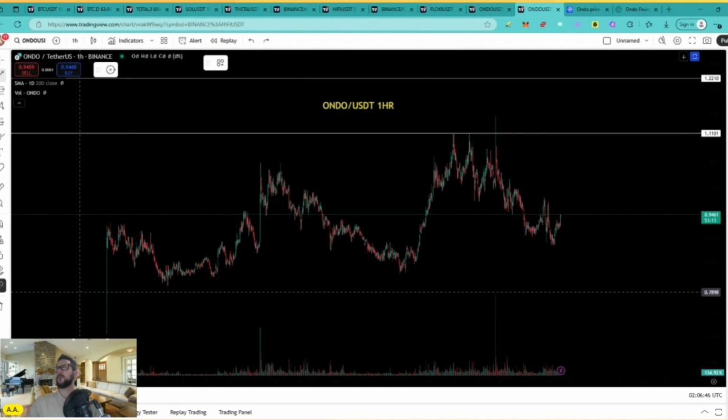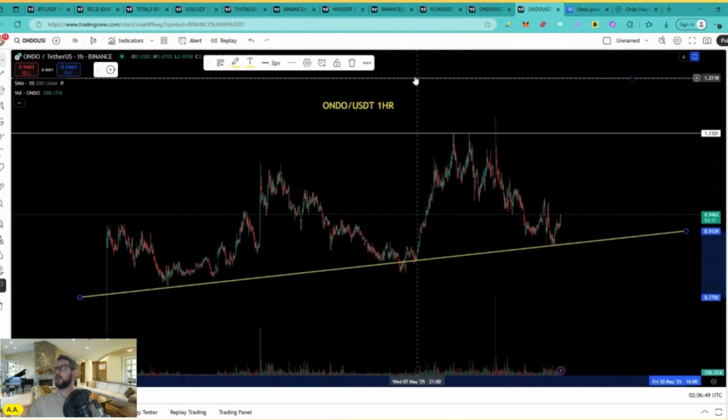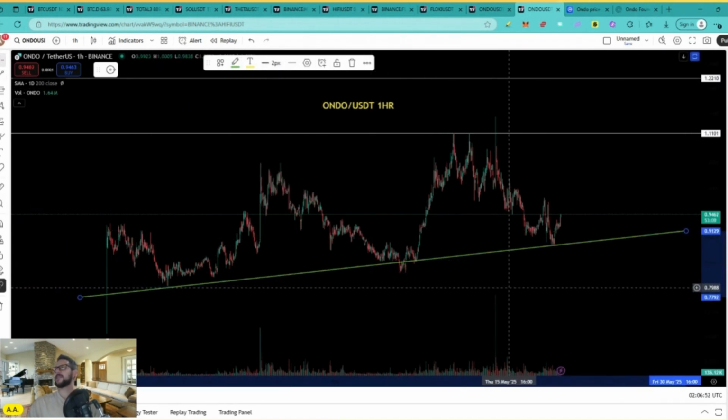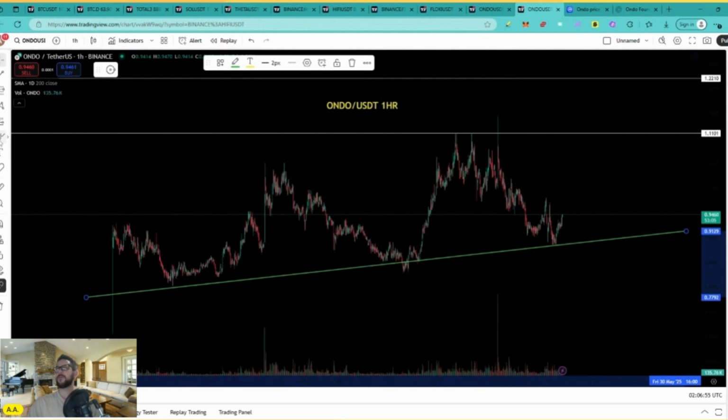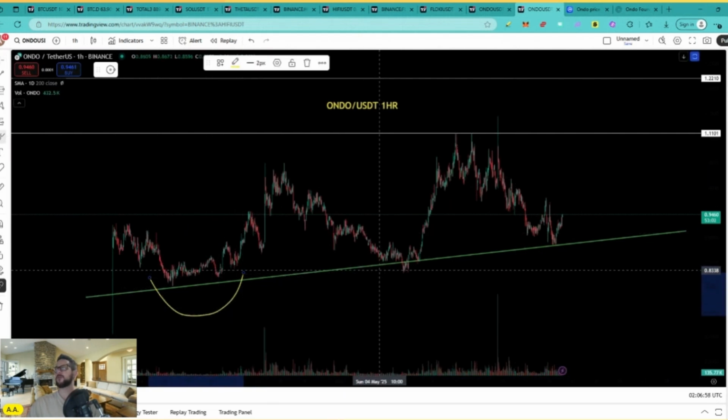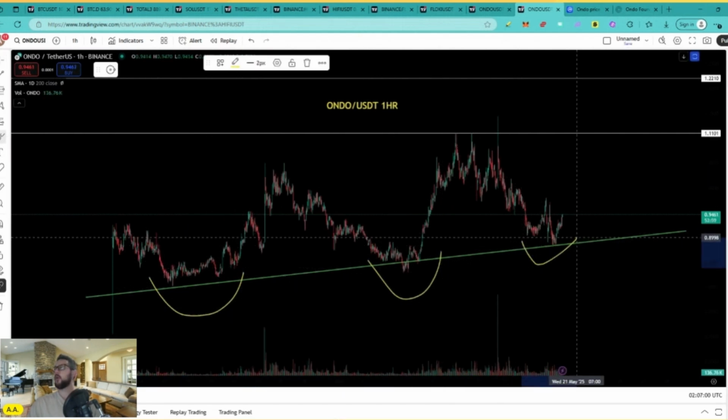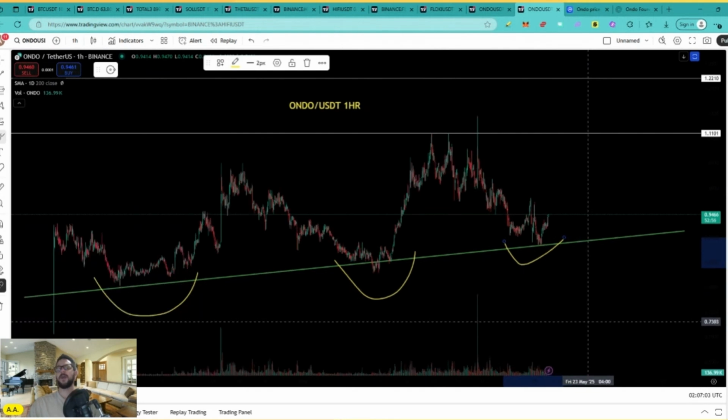This setup looks really bullish, guys. Look at this. We have this lower ascending green trend line that has been acting as support. The price action of ONDO has been bouncing above this green support over and over again. As long as we remain above it, things remain bullish.